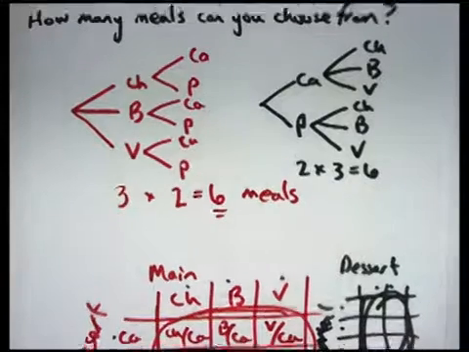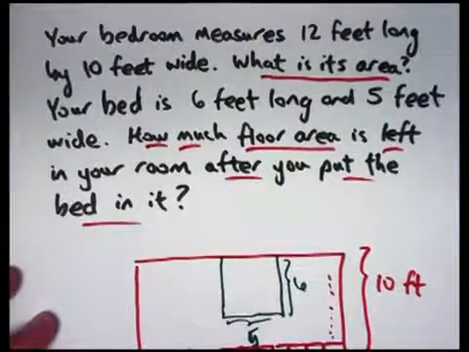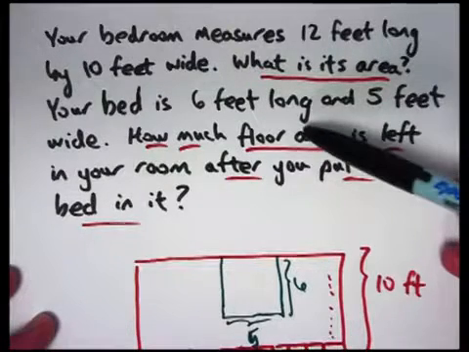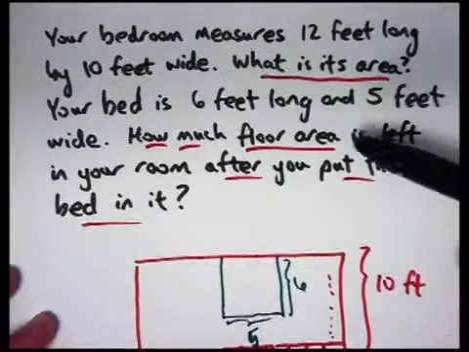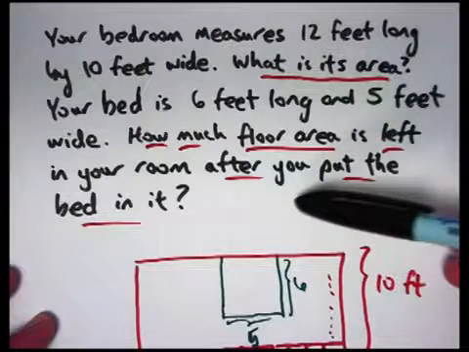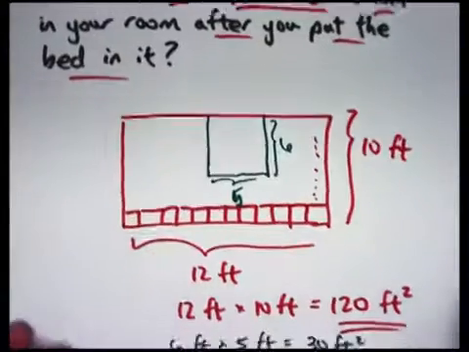Okay, so that's an algebra property that I want to highlight that we will find helpful later on when we get into more algebraic problems. With the bedroom problem, the area: your bedroom is 12 feet long by 10 feet wide. What's its area? Your bed is 6 feet long by 5 feet wide. The question is what area is left after you put your bed in the room. That means you first have to find the area of the bed.